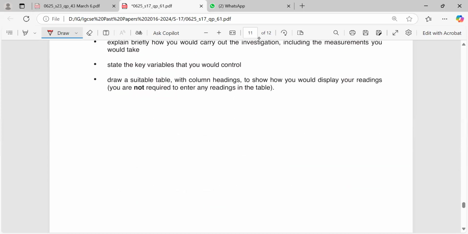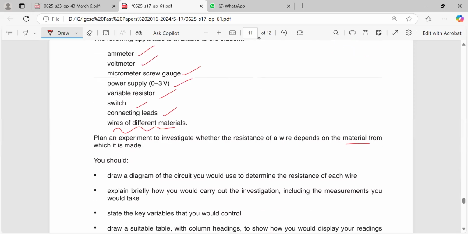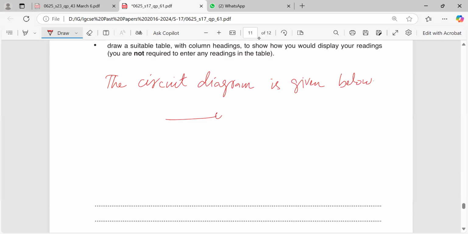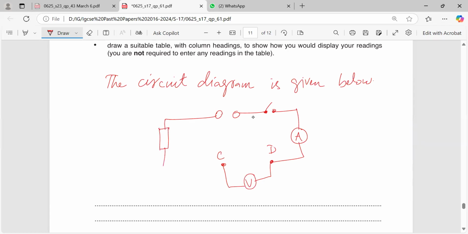So let's start with the circuit diagram. What is there in the question? There is a power supply, 0 to 3 volts. The circuit diagram is given below. Start with the power supply sign, a circle, then show a switch. Then we know the ammeter is always in series, with points like this, C and D, and the voltmeter will be connected across the metal wires, and the variable resistor to control the current in the circuit is also always in series, and then connected this way.